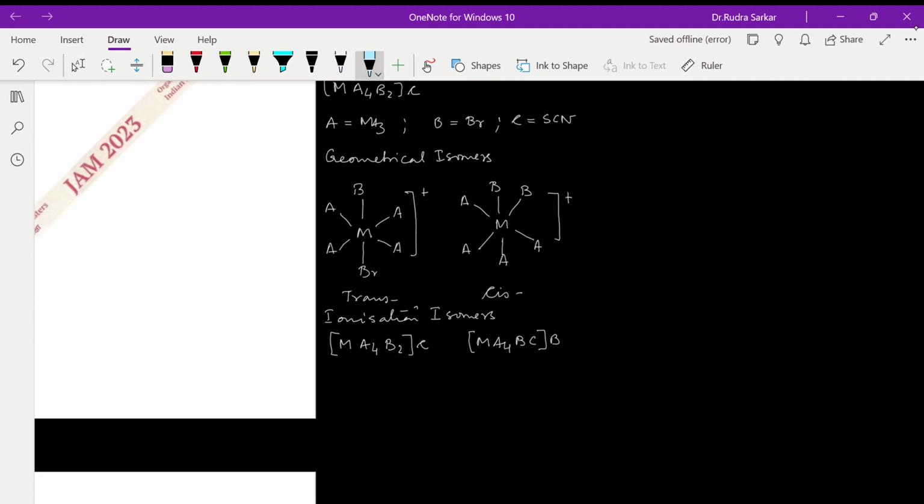And now, since we have called this one M(NH3)4Br2SCN, and the other one M(NH3)4BrSCNBr. Okay, so the linkage isomerism or isomer for this one would be M(NH3)4Br(NCS)Br.